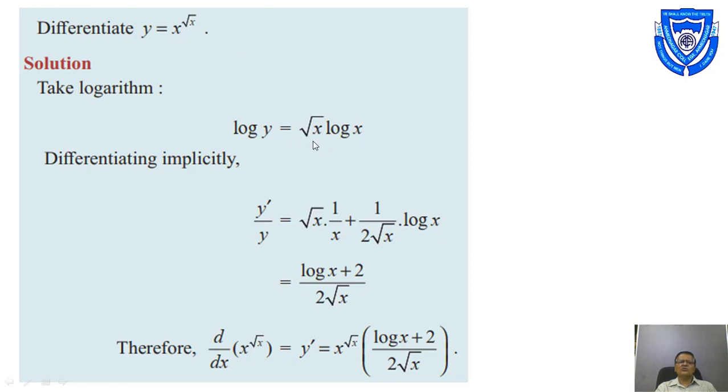Now use product rule and take derivative of root x into log x. Derivative of log y is y dash upon y. Y dash means dy by dx. Here we use chain rule for taking the derivative of log y and simplify. This is simplification; you can read the simplification part yourself.